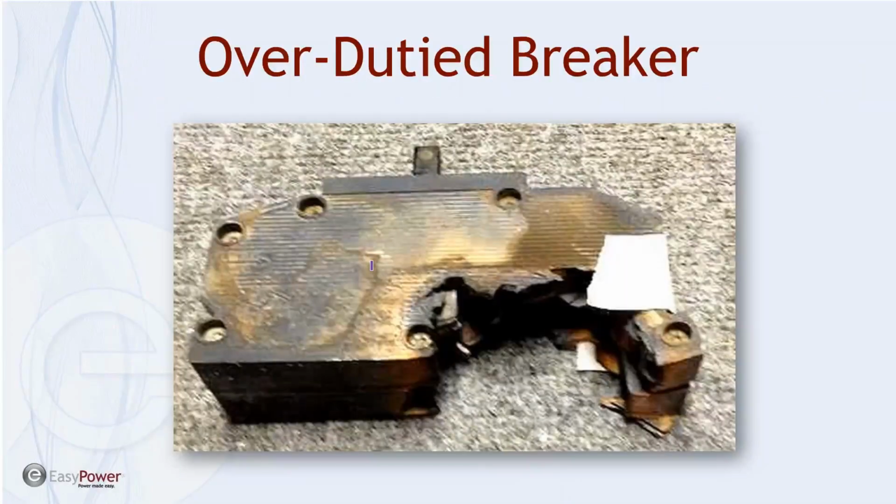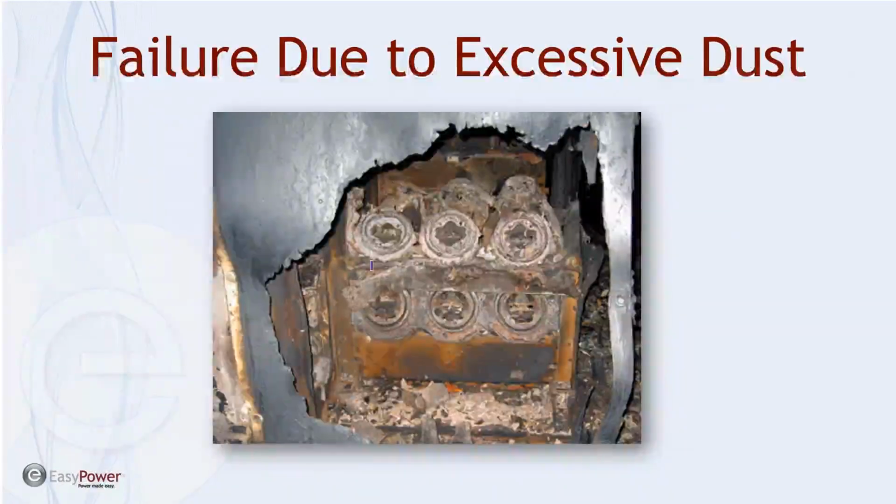Overduty breakers will fail or can fail, and they may not operate the way they're supposed to, or they may not operate, period. Excessive dust: if you have especially high dust areas, your level of maintenance needs to go up, and you've got to step it up. You want to make sure you have intrinsically safe or dust-proof equipment and enclosures to keep the dust out of the electrical area.